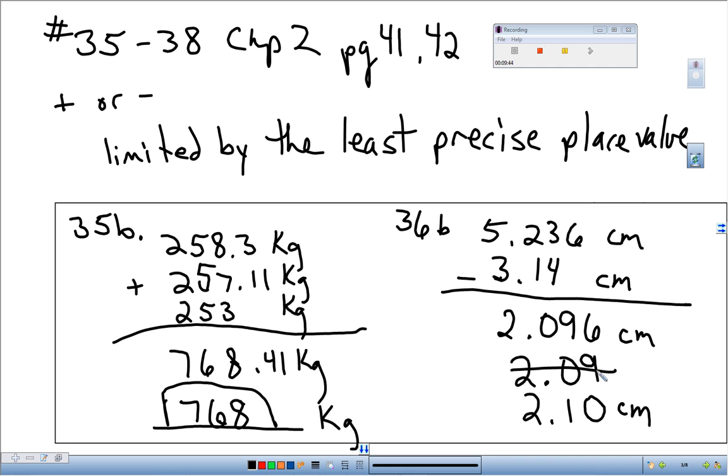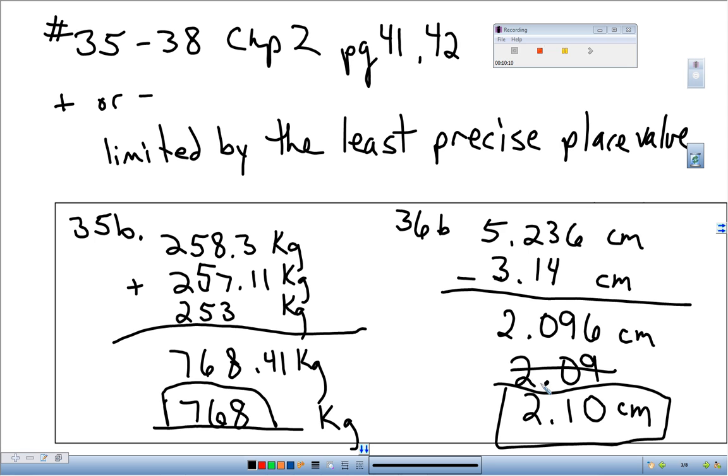This 9 forced me, if this had been 2.19, I would have ended up with 2.20. The 9 forced me to push the other one up, because the 9 gets rounded up by the 6. If you round a 9 up, it becomes 10, which bumps you into the next place value, right? So there's our final answer for 36B.